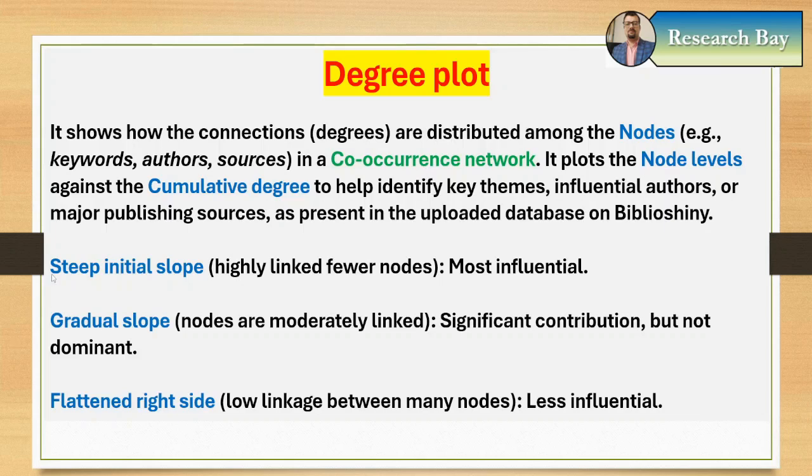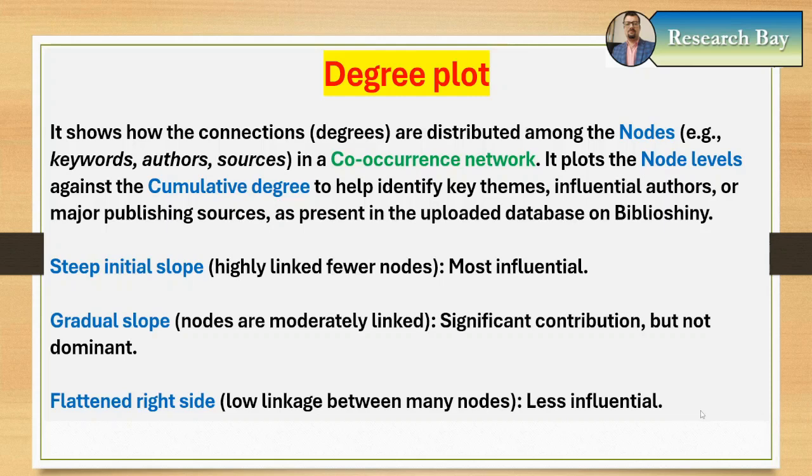Now in that degree plot, first of all we see a steep initial slope which indicates highly linked fewer nodes and it is the most influential. Then we have a gradual slope where we see nodes are moderately linked to each other. This has a significant contribution but not as dominant as the steep one. Then the third one is the flattened right side on the degree plot, which infers a low linkage between many nodes, which are less influential.